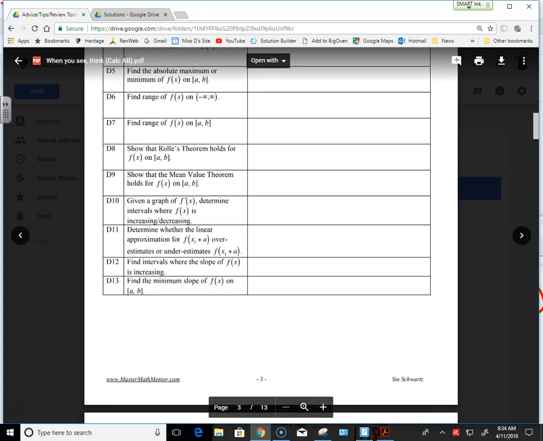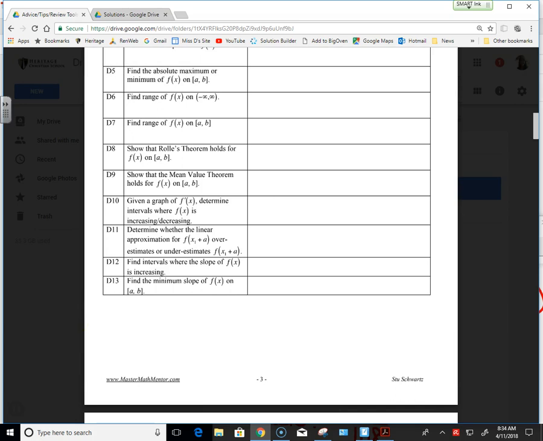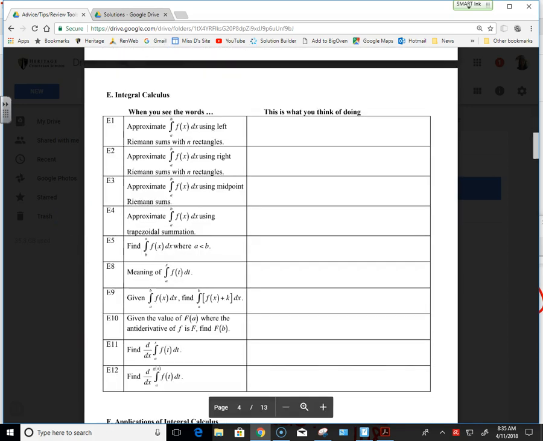But for this one, for instance, D9, how do we know that MBT is holding or is able to be used for a certain function? What are the two things that have to be true? Continuous on a closed interval, and differentiable on the open interval. That's all you need to state right there, right? So this is another way of digging into the forever cards and not just having them memorized, but being able to use them to actually solve. Does that make sense?